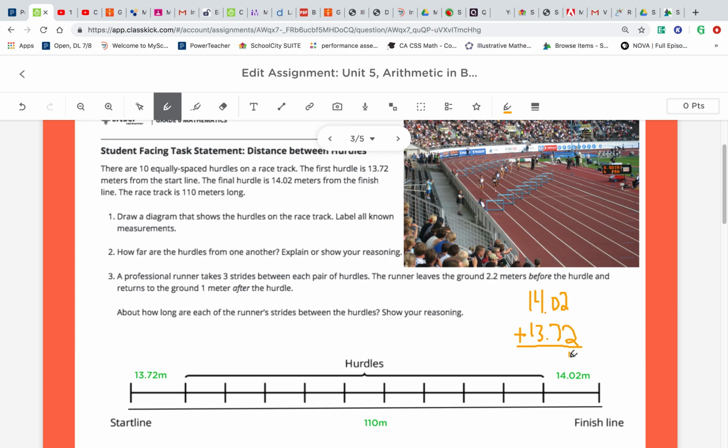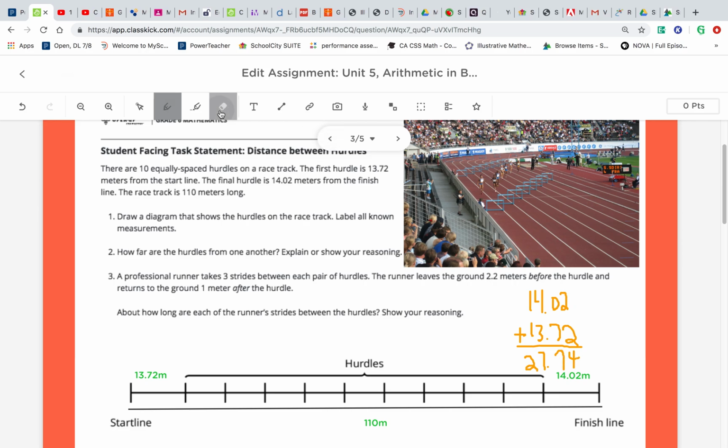So 2 plus 2, that's 4. 0 plus 7 is 7. Bring down your decimal point. 4 plus 3 is 7. 1 plus 1 is 2. Okay, so 27.74 is what we need to subtract.